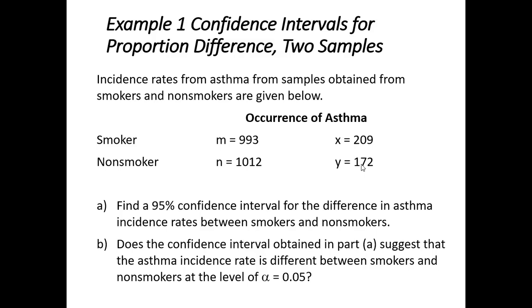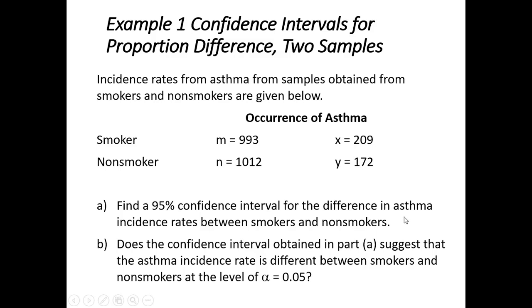So in our first example, this is about confidence intervals for a proportion difference. Suppose we're given that incidence rates of asthma from samples obtained from smokers and non-smokers are given below. You could see that with smokers, there was a sample of size 993, and there were 209 people found with asthma. And for non-smokers, the sample size is 1,012, and 172 were found with asthma.